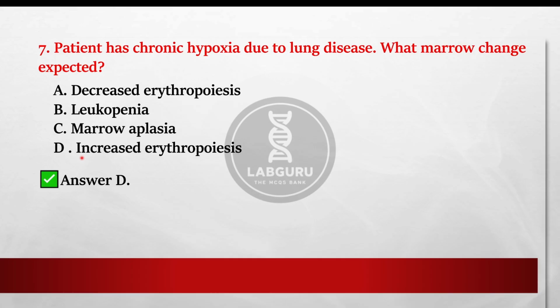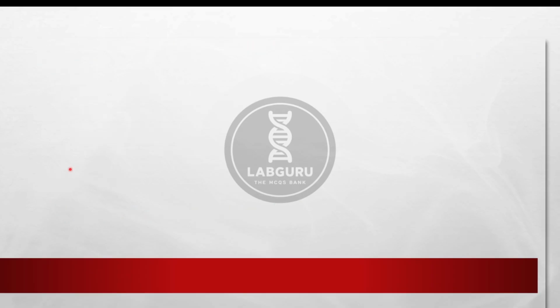As we know, in response to hypoxia, if there is a low level of oxygen, the erythropoietin will be more stimulated and the erythropoietin production will be more, which causes the increased erythropoiesis. Hypoxia causes the increase in the erythropoietin level. As a result, the RBC production will be increased and there will be more erythropoiesis.